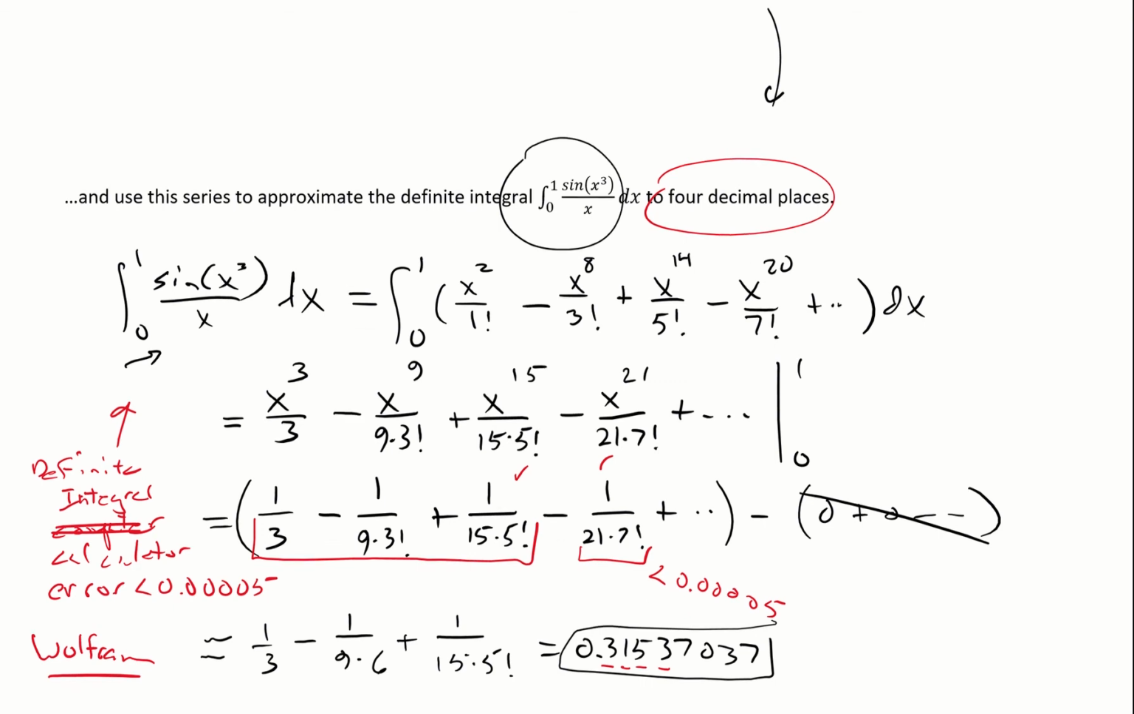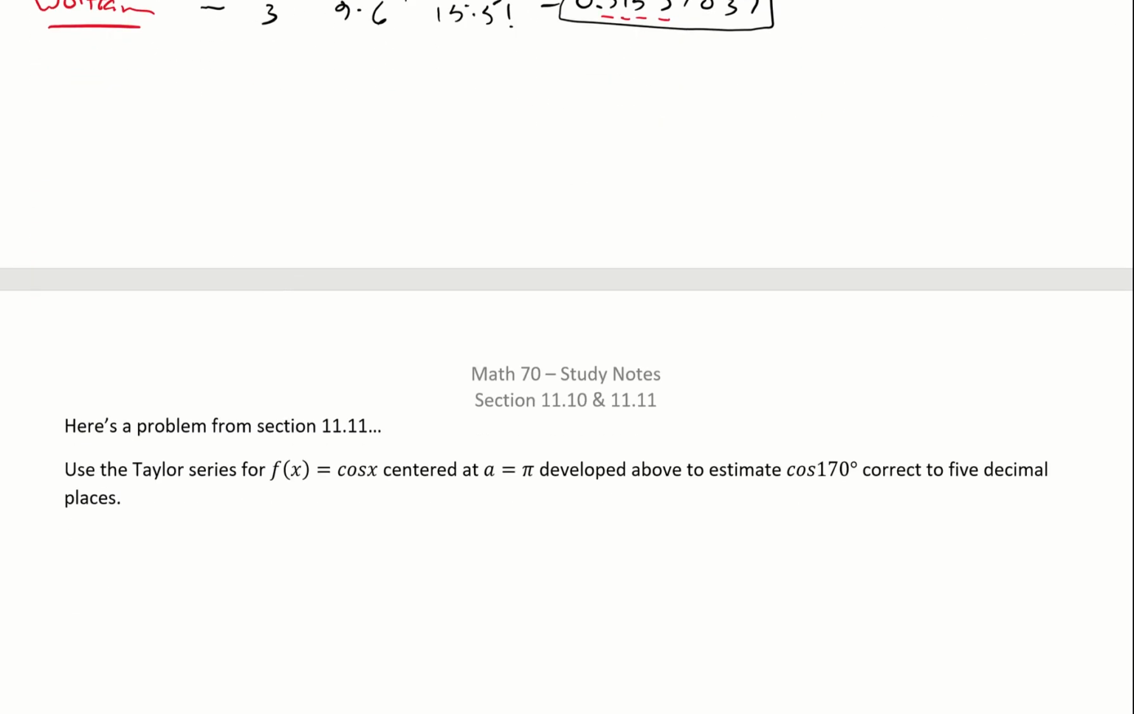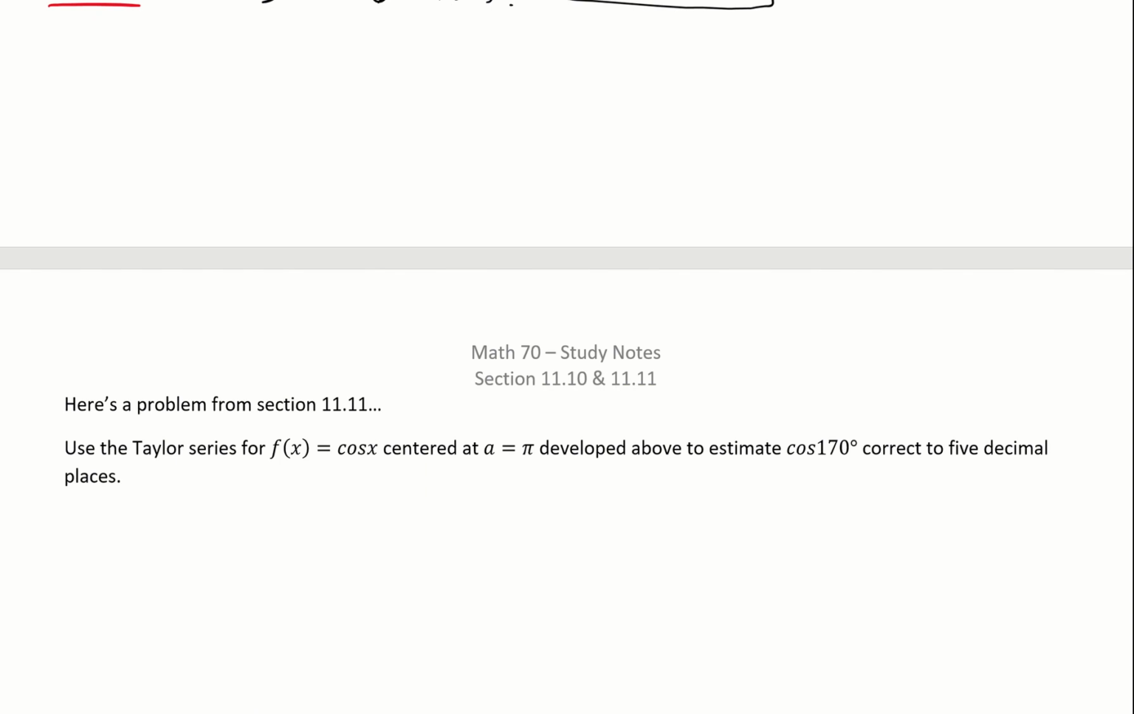Okay, I got one more example here. This is actually from section 11. There's not much to section 11. You should just throw them together, I think, or put the applications all together in one section, maybe. But I'm going to do this last one with you guys, and it is cosine centered at pi. Does that sound familiar? That's where I made my mistake, by the way. But we're going to estimate cosine of 170 degrees, correct to 5 decimal places, okay?